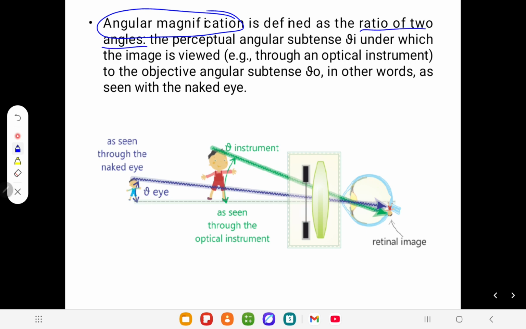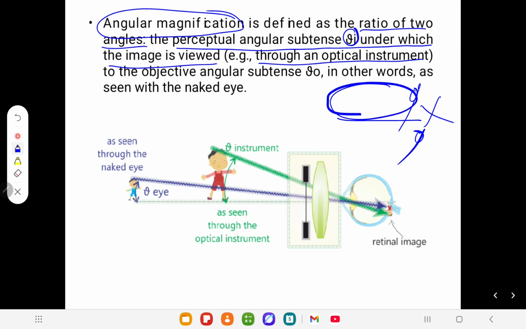Magnification is always a ratio, isn't it? Above has the same unit as below. Above has degrees, below has degrees. Now degrees and degrees cancel. That's why it's only times. There is no unit. So magnification is dimensionless, obviously, unitless, obviously. So basically, it is the ratio of two angles: the perceptual angle subtended, that is theta I, and theta O for the object.